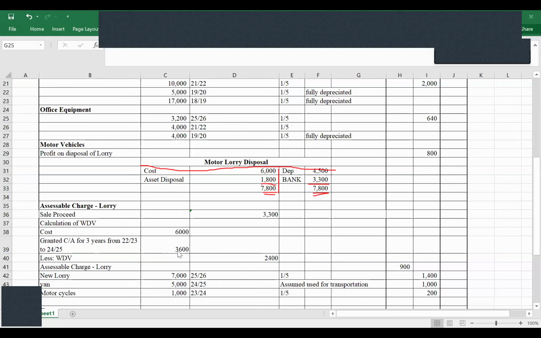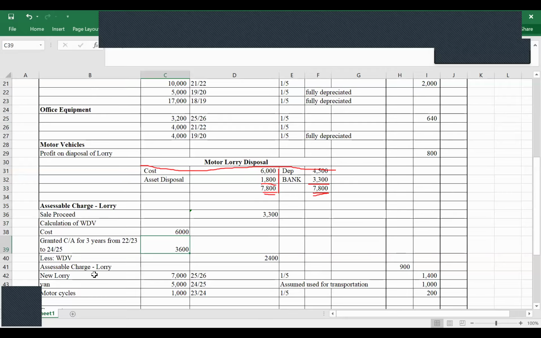So if that person has purchased that asset during the year of assessment 22-23, for the first year we have already granted capital allowances 22-23, then 23-24 and 24-25. That means for a 3 years period we have already granted capital allowances. Then after deducting capital allowances already granted, we will have the balance value. Balance value means the written down value. So we can deduct the written down value from the sale proceed. Then we will have the profit, that is 900,000. Since it is a profit, I included it under plus column.